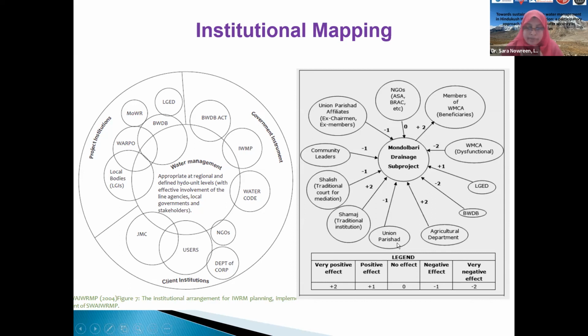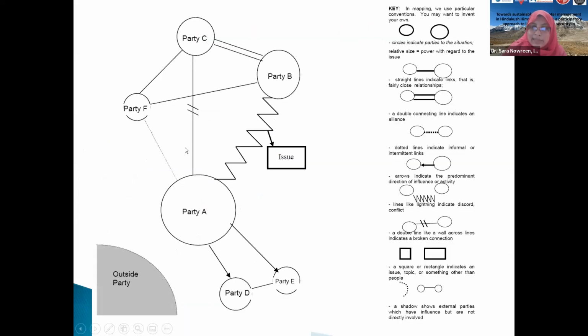So this kind of mapping will simply give you an idea of which organizations or institutions actually played positively in reaching the target and which did not. So these are simple, and you can also see something like that.